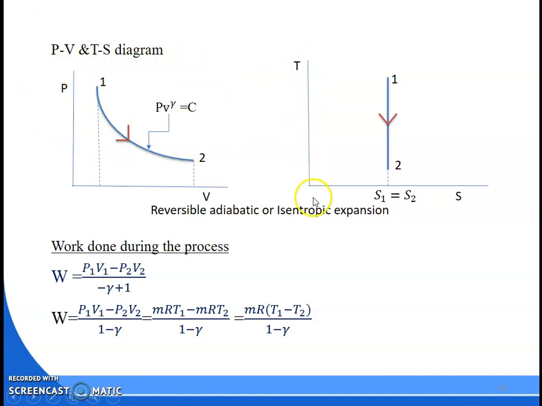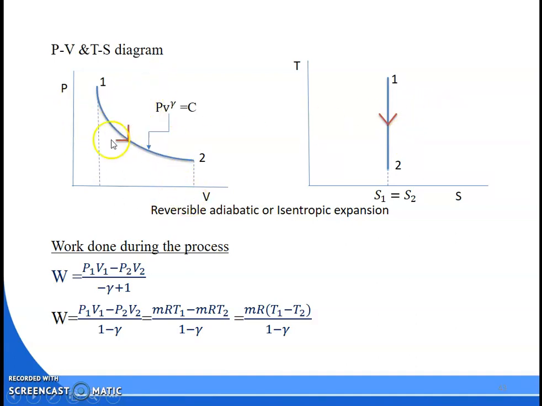Though there is a reversible adiabatic process, it means isentropic. So if I represent the reversible adiabatic process in the TS diagram, this is the process where S1 is equal to S2, because this is isentropic, entropy remains constant. Why? Here the heat transfer is equal to 0. So the area under the temperature entropy diagram will give you what? Heat transfer. So can you find any area? No, because here heat transfer is equal to 0.